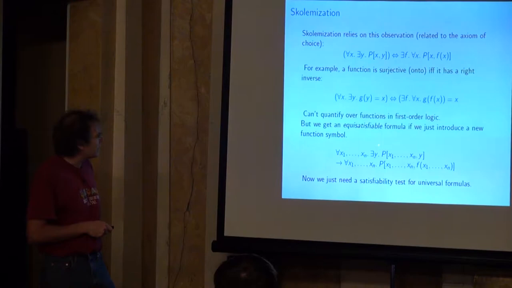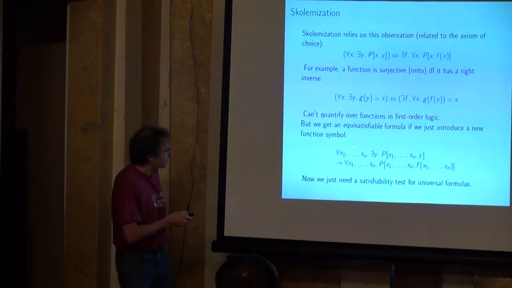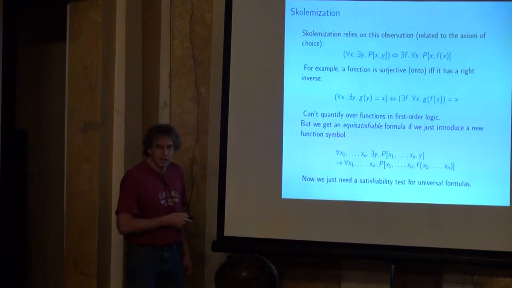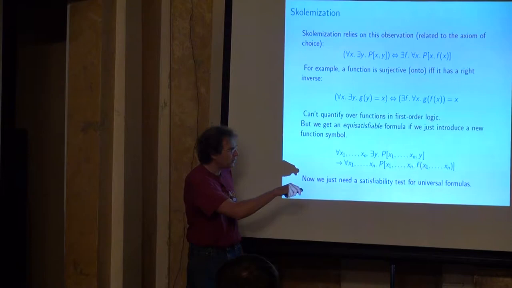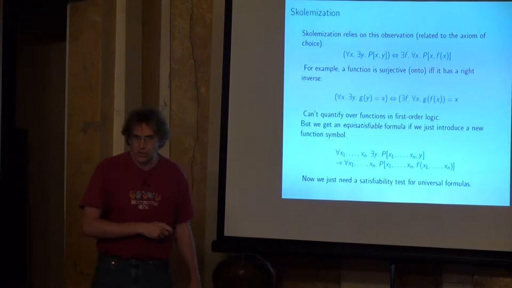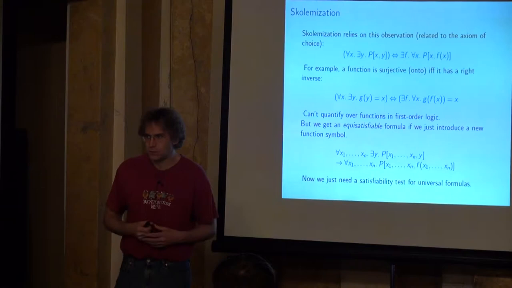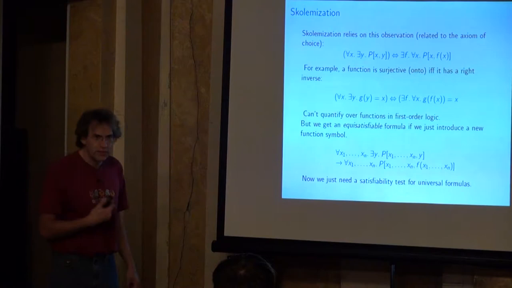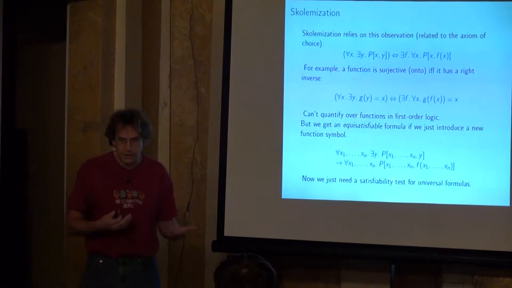So in other words, given a formula for all x1 up to xn, there exists a y such that, Skolemization consists of introducing a new first-order function symbol f that's not already used in the formula, and replacing this formula with its Skolemized equivalent where the variable y gets replaced with that. Just as in the case of definitional CNF, this is not a logically equivalent formula because we've introduced a new function which you could interpret the wrong way, so to speak. But once again, it preserves satisfiability. So if the only question we're asking is whether a first-order formula is satisfiable, then we can just as well ask that question of its Skolemized form.